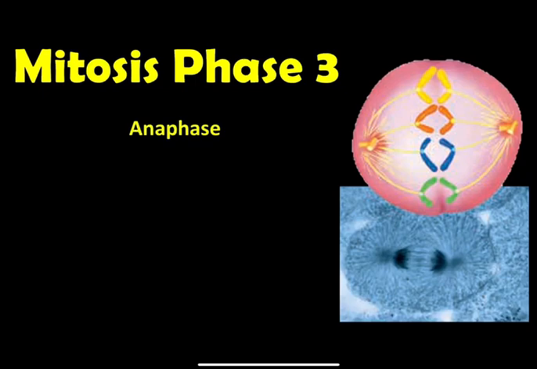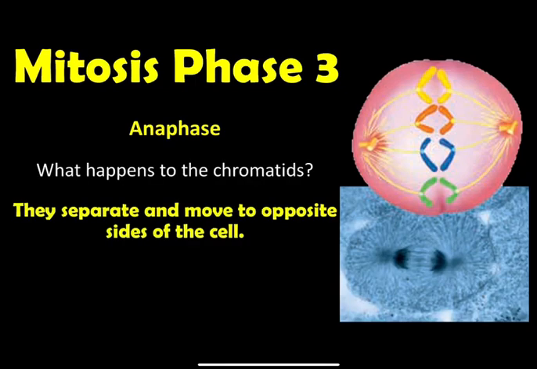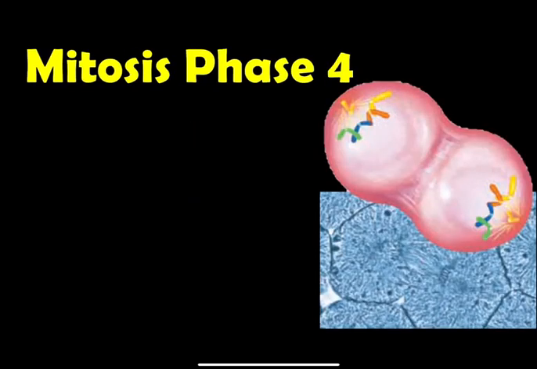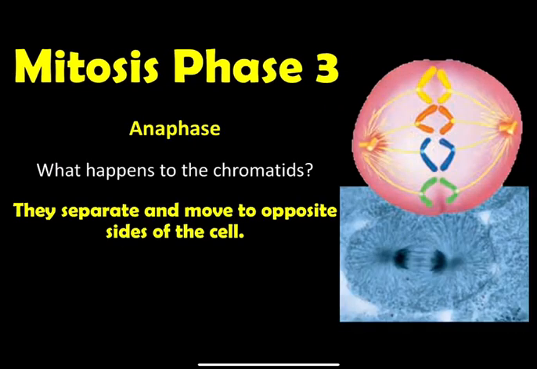Remember, phase 3 is called anaphase. Think of A for apart. In anaphase, the chromosomes, or the chromatids, separate and move to opposite sides of the cell. You can see this in the pictures to the right of your screen.